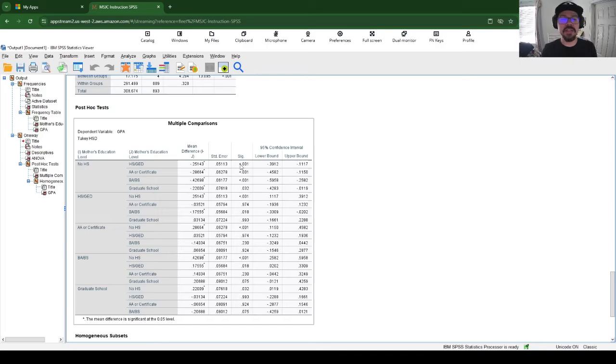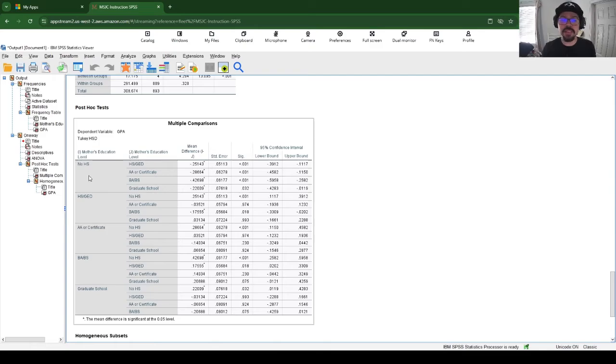So we find significance between no high school and high school GED. We also find a significant difference between no high school and having an associate's or certificate, as well as no high school and having a bachelor's in arts or a bachelor's in science, as well as a significant difference between those who have no high school and who have a graduate school education, because 0.032 is less than 0.05.